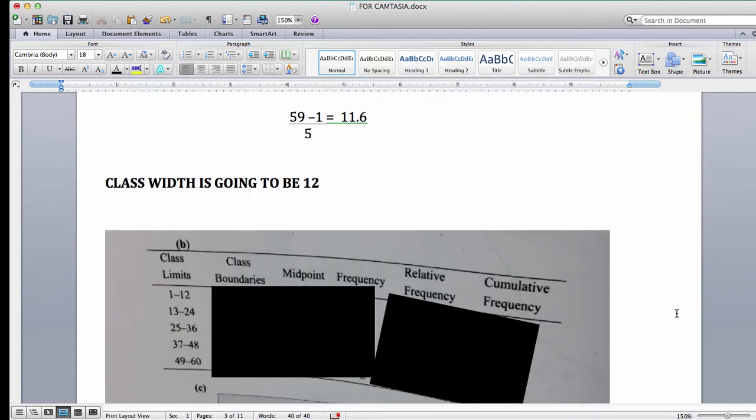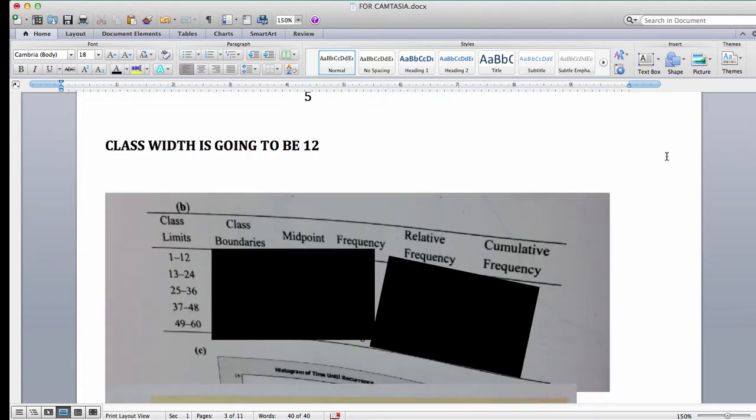Now let's create our table. I blacked this out because I just copied it from the book. So you have class limits. Notice class width is going to be 12. Our lowest value is 1, so the first class is 1 through 12. Then the next class would be 13 through 24. If you notice, 1 plus 12 is 13.